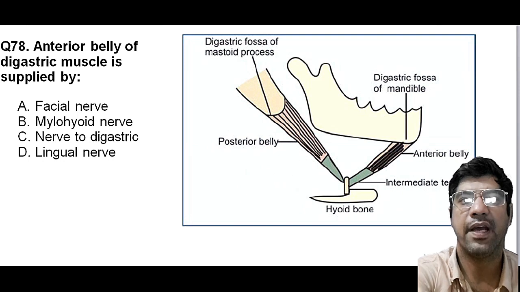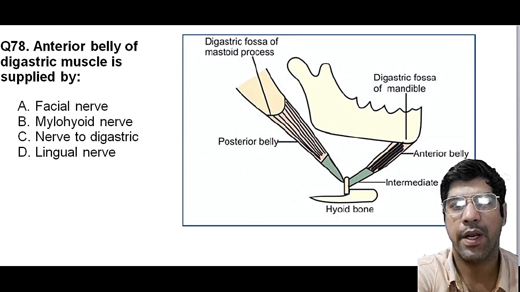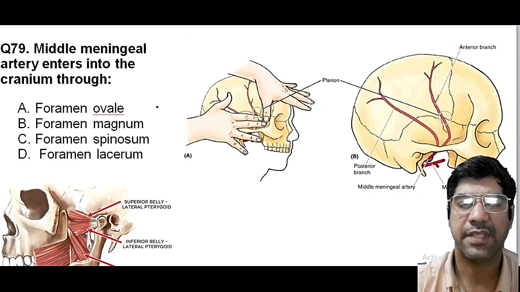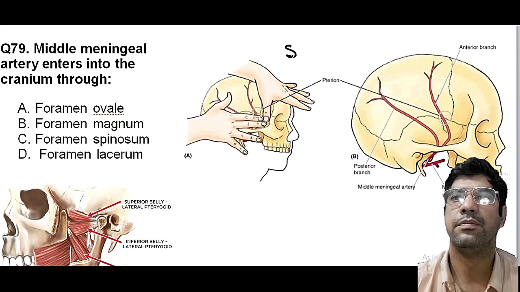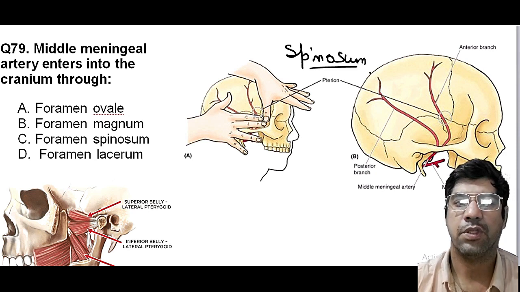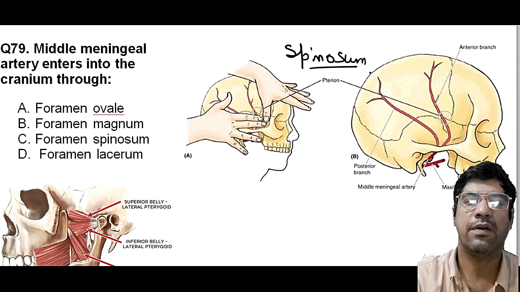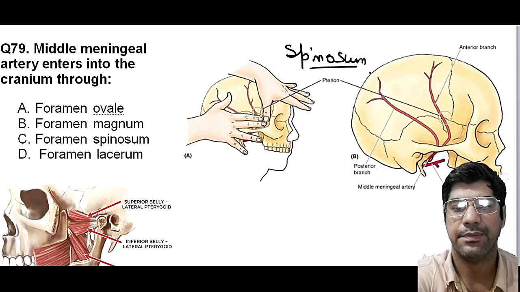The anterior belly of digastric is supplied by the nerve to mylohyoid, and the posterior belly is supplied by the facial nerve. The middle meningeal artery enters the cranium through the foramen spinosum. The foramen spinosum transmits the middle meningeal artery, the meningeal branch of the mandibular nerve, that is the nervus spinosus, and the posterior trunk of the middle meningeal vein.